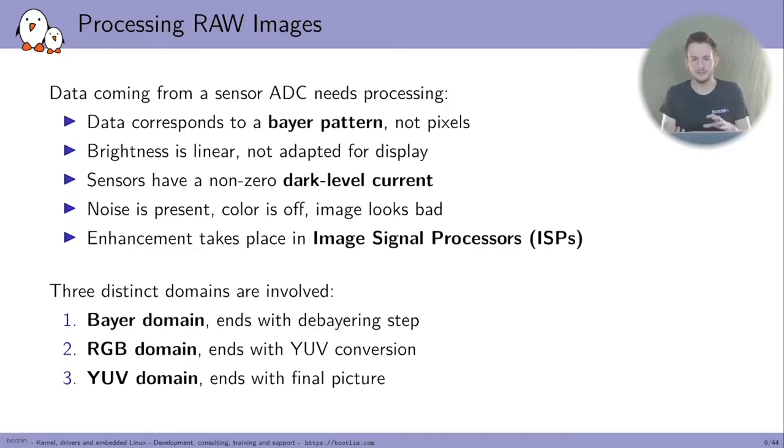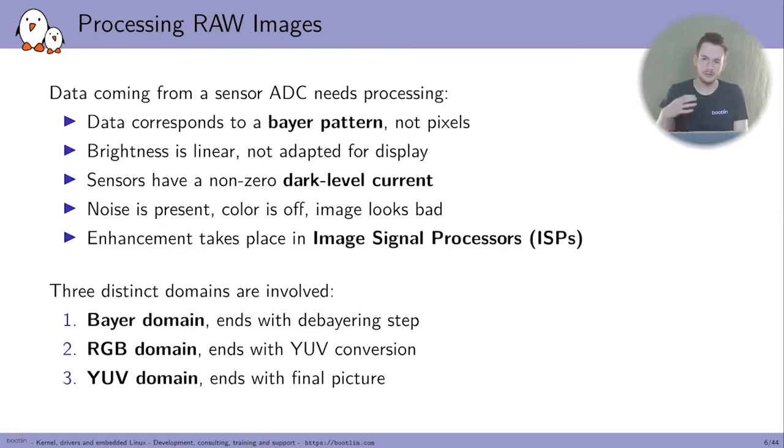For example, the brightness is captured in a linear way, but for the image to be displayed on a typical display, you need some adaptation with a gamma curve in order to give more weight to the information in the mid and high tones. There are also some things related to the sensors, which is the dark level current. Typically the sensors will have a non-zero value for the dark, so you need to deduce an offset to have some blacks that actually look black.